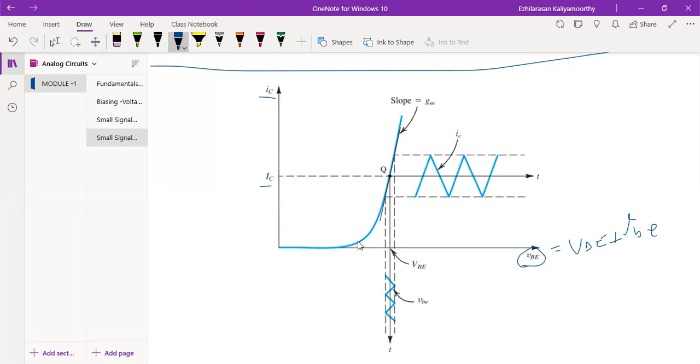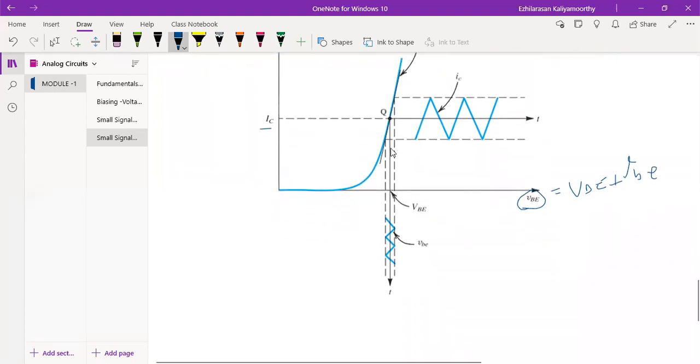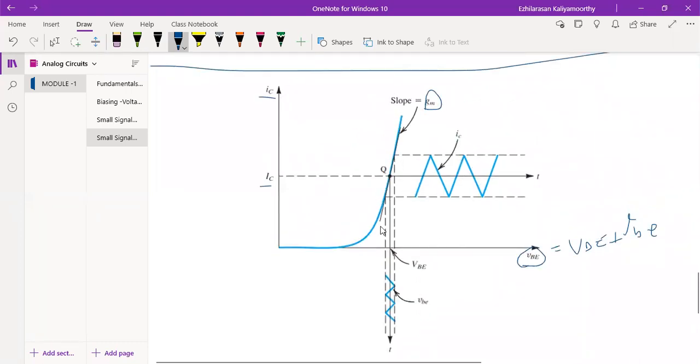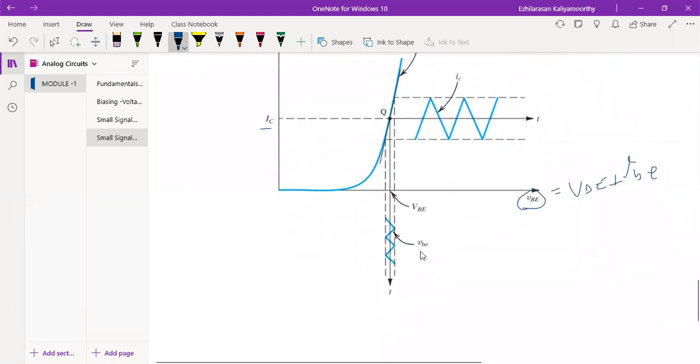Now see, this is the IC versus VBE curve. The slope is nothing but gm. Now we can see the operating point. To stabilize the operating point, you need to perform this. The operating point will be like this. You see here, this will be your small input, but this will be your collector current. So see the variations here.